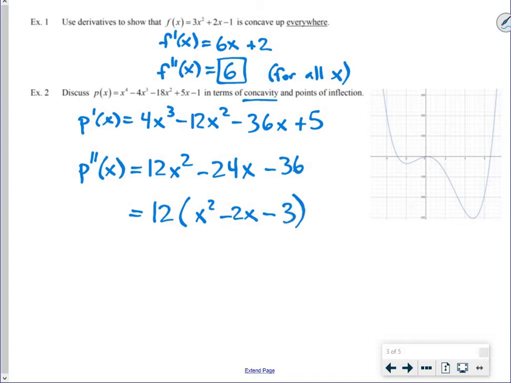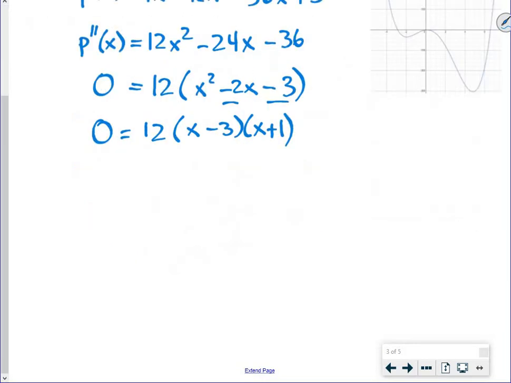And points of inflection will happen when the double derivative, or the second derivative, is 0. We can factor this a little bit further. 12, then two numbers that multiply to give negative 3 and add to give negative 2. We should do x minus 3, x plus 1. Look at the intervals. So there will be something interesting happening when x is negative 1, and there will be something interesting happening when x equals 3.